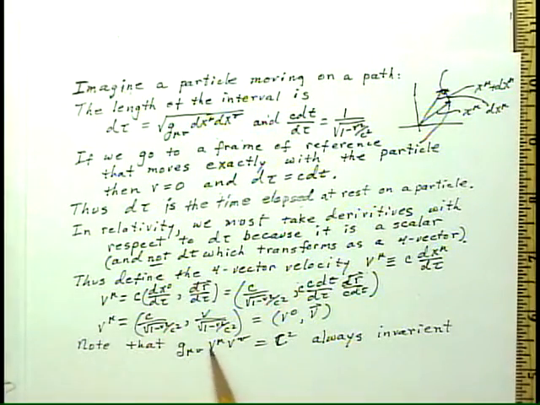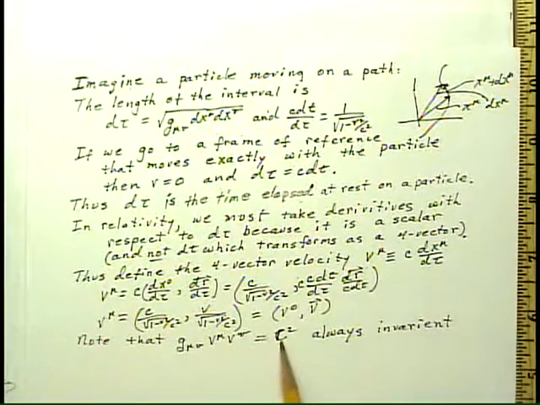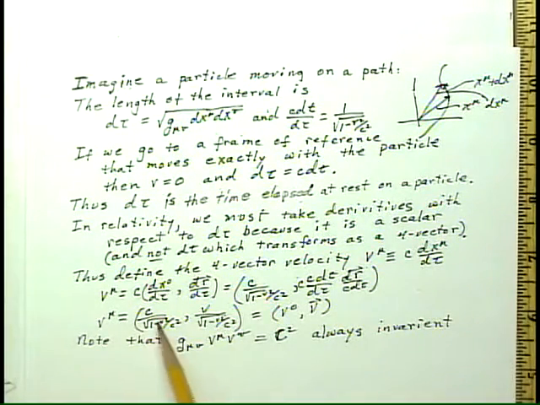We note that the length of the velocity vector, g mu nu v mu v nu, is equal to c squared, and that is always an invariant. In other words, the length of the velocity 4-vector of every single particle is the square of the speed of light. That's not a contradiction. It turns out that it's true simply by the way the 0th component is defined with respect to the vector part of the component.